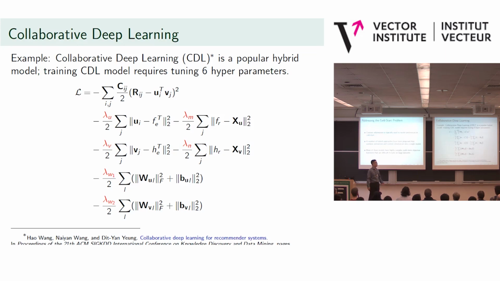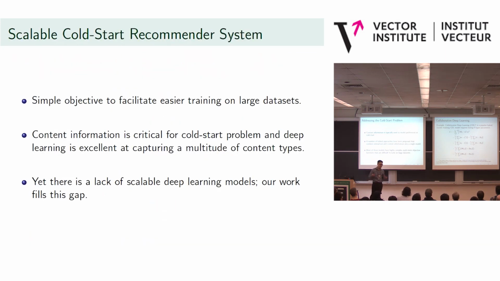As an example, shown here is collaborative deep learning, or CDL, which is a popular hybrid model combining collaborative filtering terms with additional terms to account for the content information. Shown here, we have 6 hyperparameters that need to be tuned in order to incorporate these preference and content information, making this model very difficult to tune when we have large data sets.